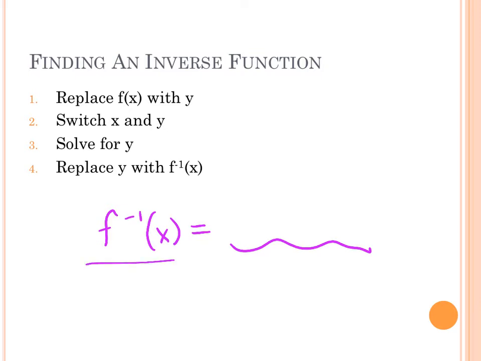Now, you're not going to have to do this part on WebAssign, the f negative 1 of x. But on a test and quiz, you're probably going to have to do that. I don't know how I'll format this one, but just keep in mind that that's part of the actual equation.